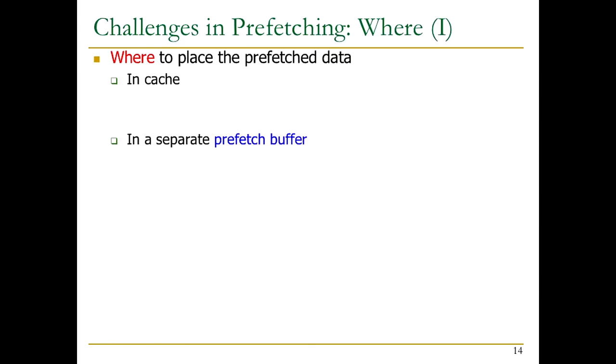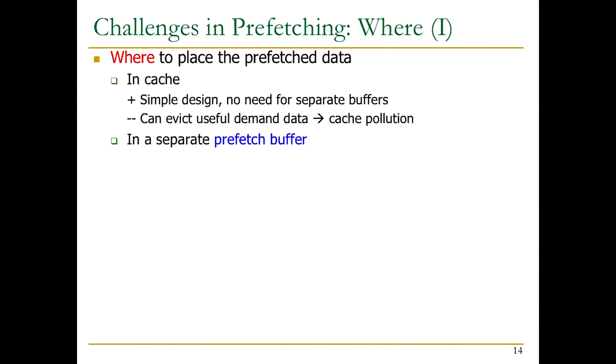So where to prefetch the data is also important. You can put it inside the cache, which is what most modern processors actually do, or you can put it inside a separate prefetch buffer. If you put it inside the cache, the design is simple. There's no need for a separate buffer. If you actually work on the memory hierarchy, which you will do in your lab 4, you will figure out that things can get complicated very quickly. Adding more buffers adds complexity into the system. So this is good because it keeps things simple. And all of the paths already exist, all of the interconnect already exists to bring data into the caches.